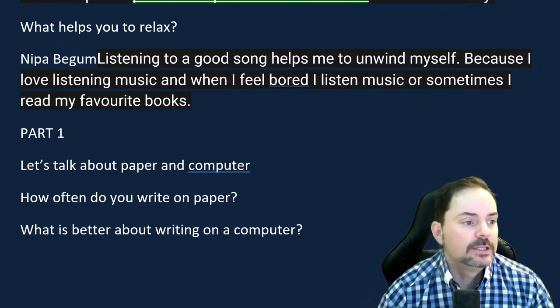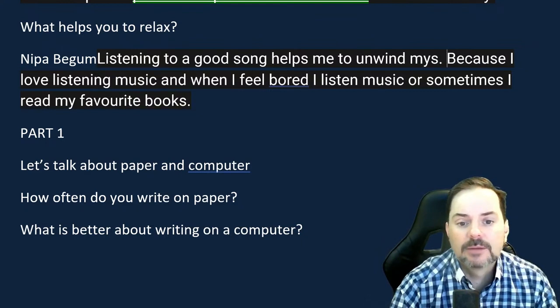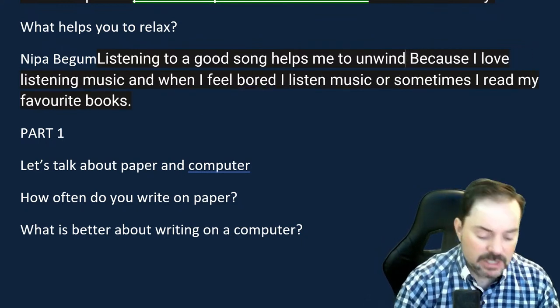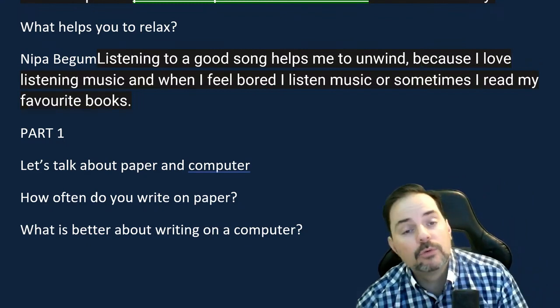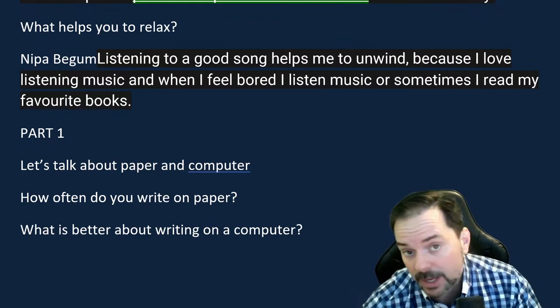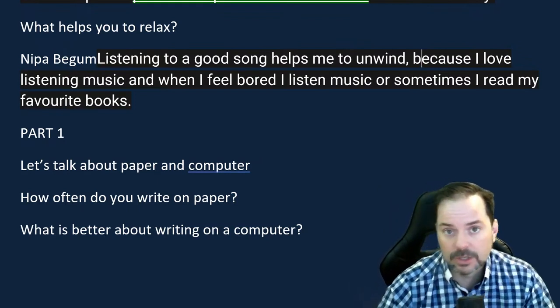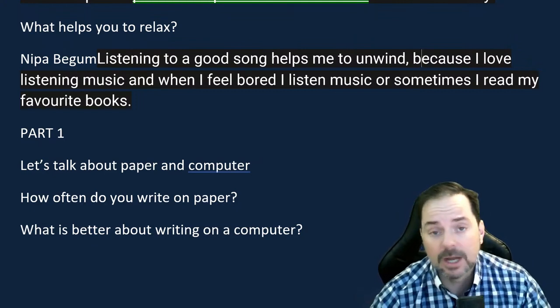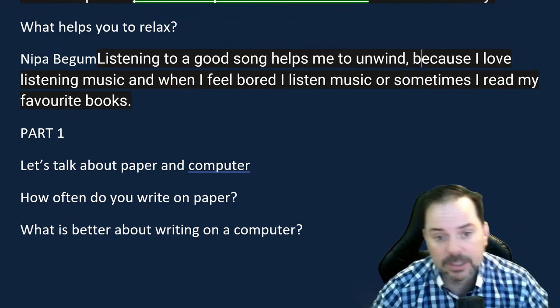Okay, let's quickly delete that before people get confused. So listening to a good song helps me to unwind. Because it's used to join sentences, students, we usually avoid starting a sentence with because. This is an important tip for your writing as well. Generally we avoid starting sentences with the word because. In spoken language, it's okay, but not in written language, okay?